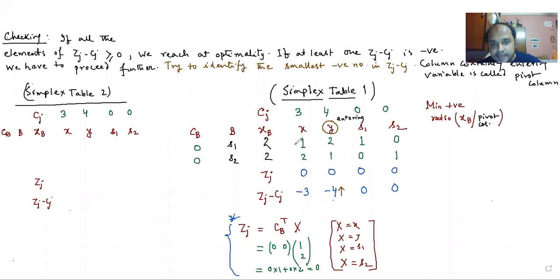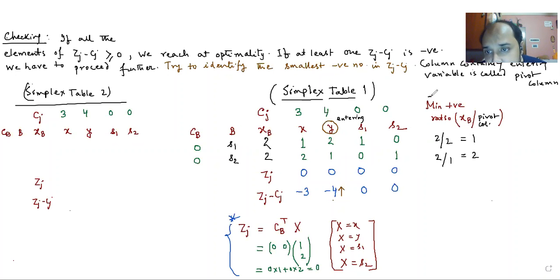And pivot column means the values of this basic variable will be divided by the corresponding value of the pivot column. So here the value of the basic variable is 2. So I am writing 2. Corresponding value of the pivot column is 2. So 2 by 2, which is 1. Here the value of the basic variable is 2. I am writing 2. Corresponding value of the pivot column is 1. So I am writing 1, 2 by 1, which is 2.